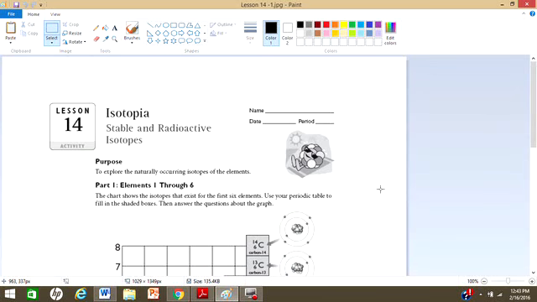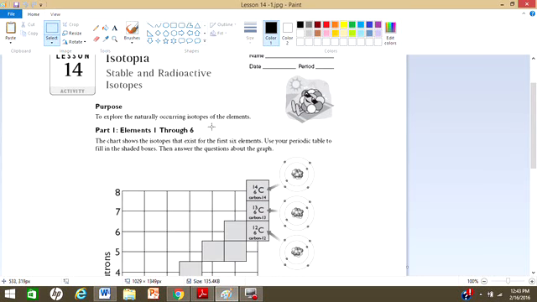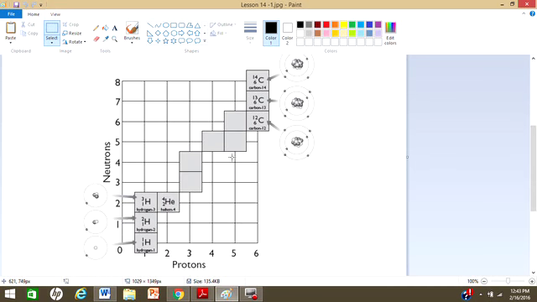Okay, we're ready to begin the Lesson 14 worksheet. So in front of you, make sure you have your periodic table and we'll go through it together. We're looking at stable and radioactive isotopes, and they gave us a chart, a little blow-up corner of that chart we were just looking at, with our neutrons on the left-hand side going up and our protons going across the bottom.